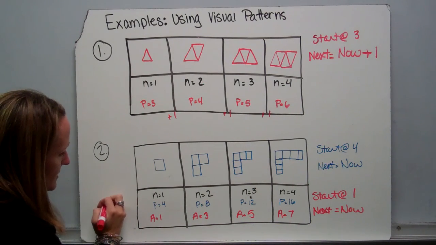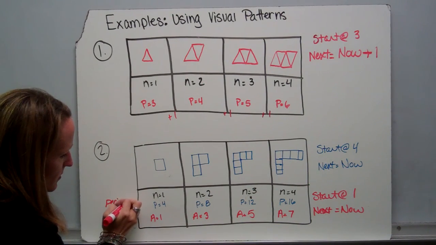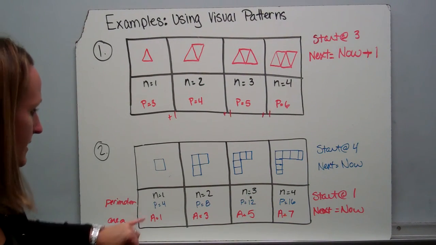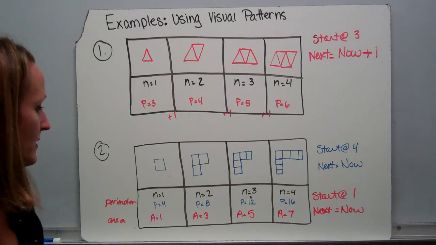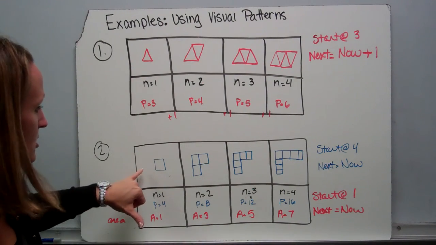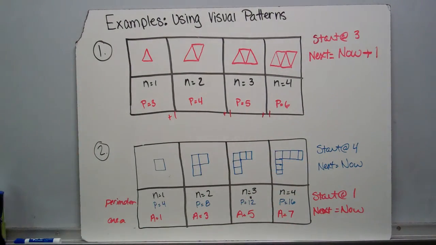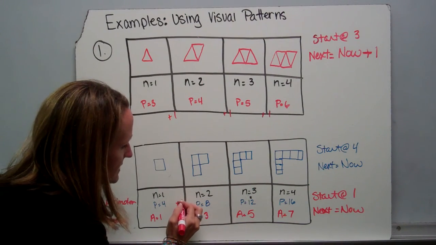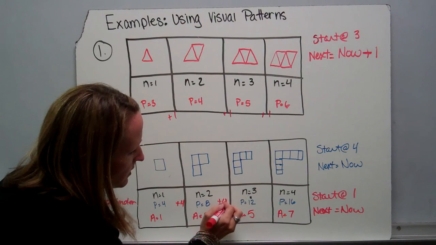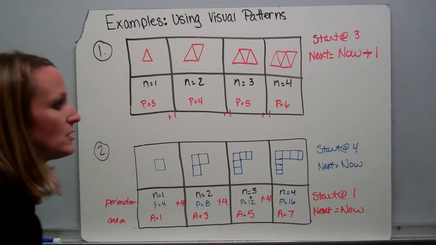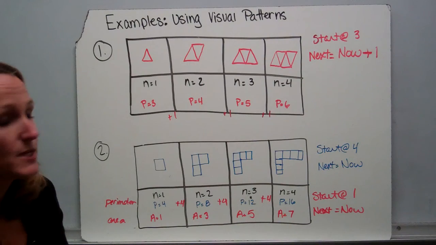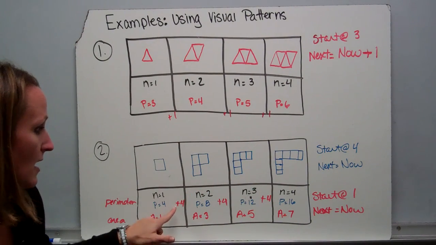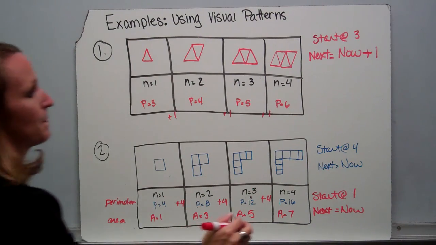Okay, so for this one I want 2 equations. I want one to represent the perimeter, and one to represent the area. Perimeter down here is represented in blue, and the area is represented in red. So for the perimeter, we can see it goes up by what each time? Here it adds by 4, by 4, by 4. So my recursive equation for the perimeter would be start at 4, next equals now, plus 4.